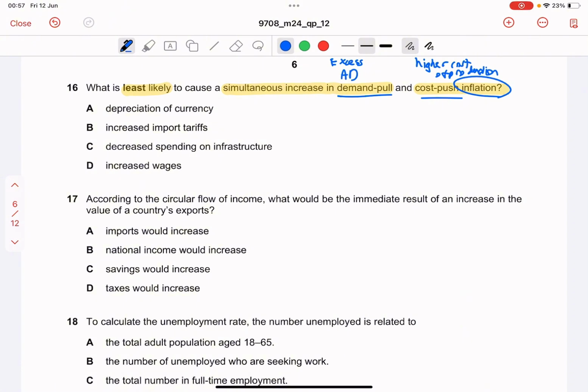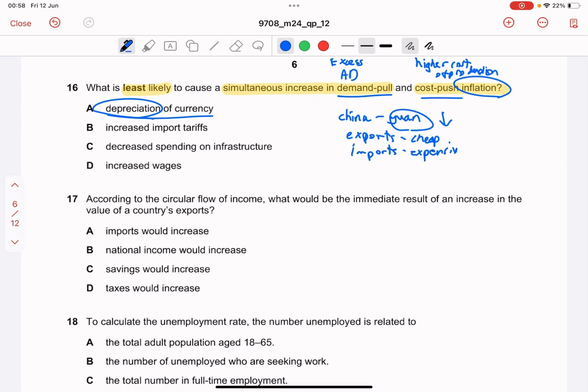But still, the first one says depreciation of currency. So depreciation of currency basically means that the value of your currency has decreased. Now, as an example, let's take China. Actually, this is a very fitting example. China uses the yuan, right? So this is its currency. If the value of its currency has depreciated, it essentially means that its exports will become cheaper, while its imports will become more expensive.